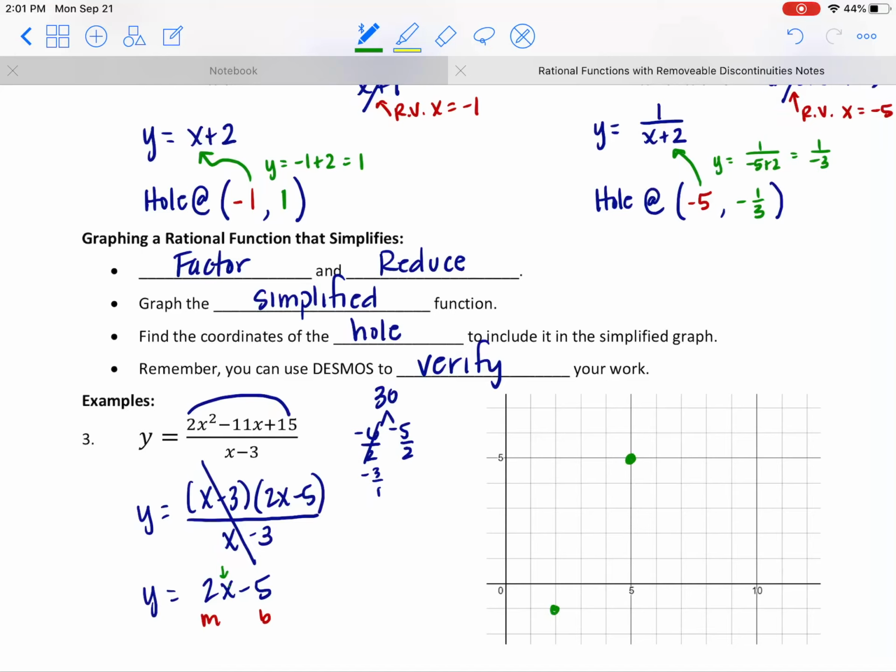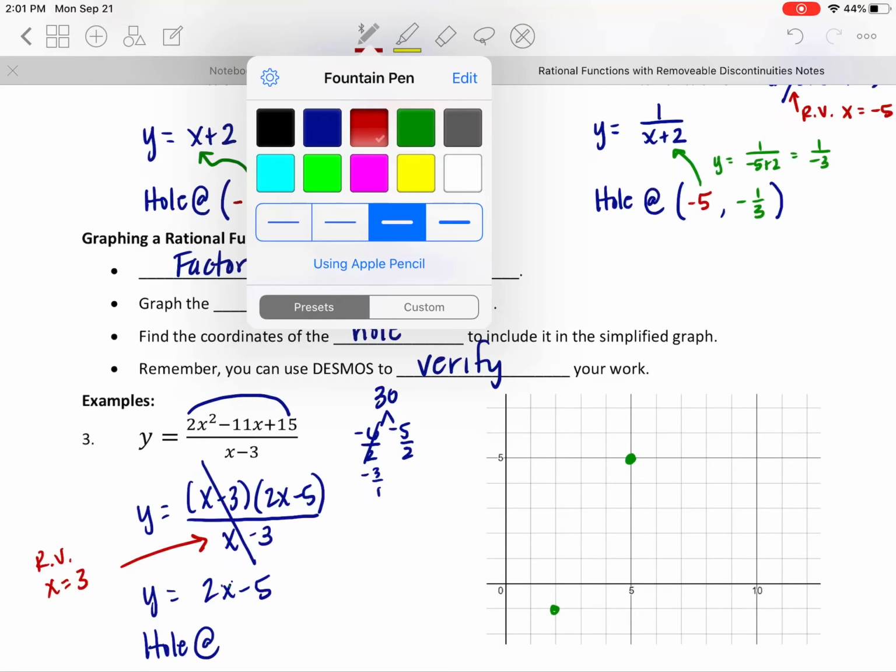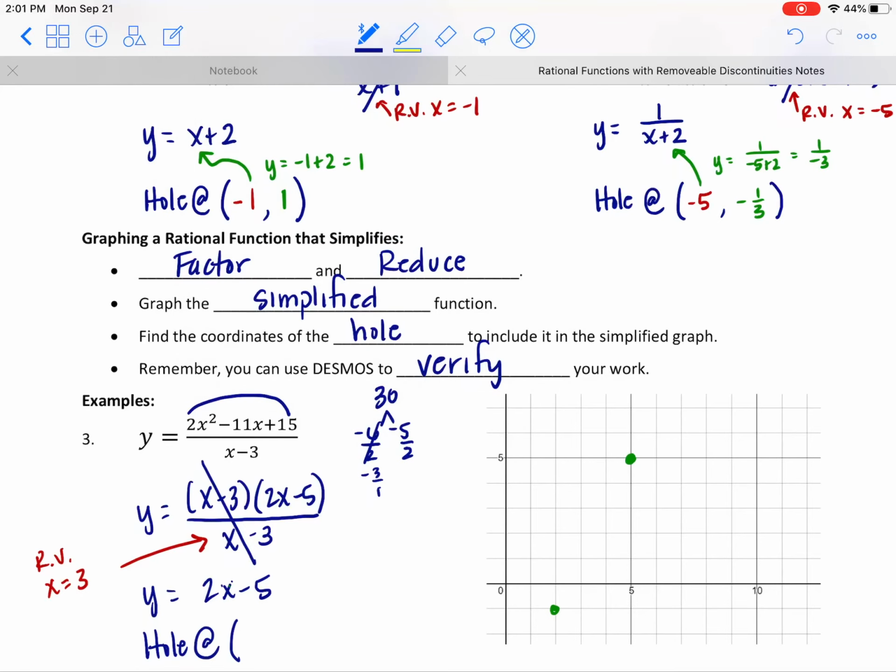Before I connect these, where am I going to put the hole in the graph just so I can make one fluid line after I make the hole? Well, let's find our coordinates. So we're going to have a hole at, what's the original restriction that got reduced out? So right here, instead of having a vertical asymptote at 3, we had a restricted value of 3 that got reduced out. So that restricted value is still restricted, it's just going to be in the form of a hole instead of a vertical asymptote.